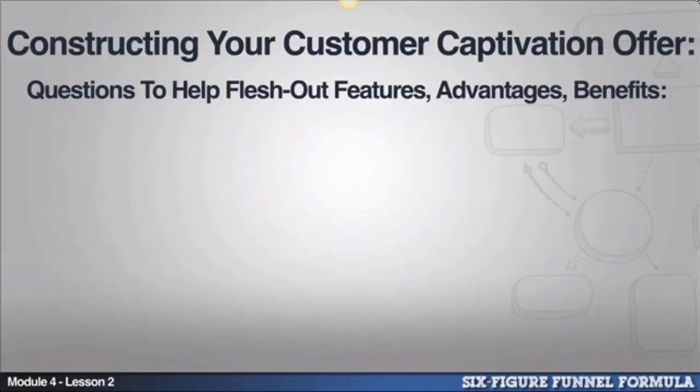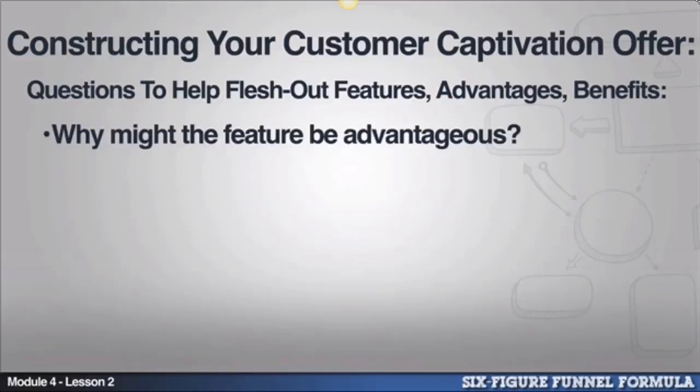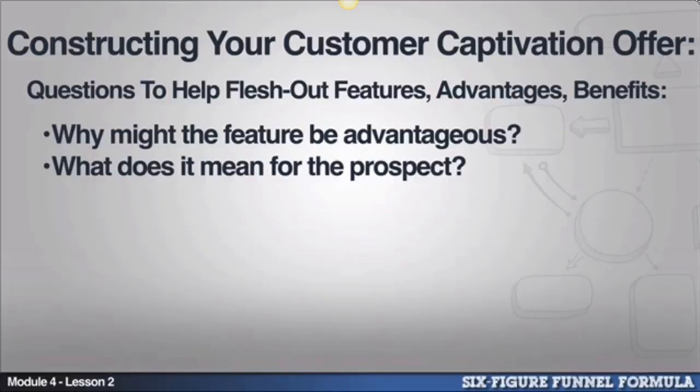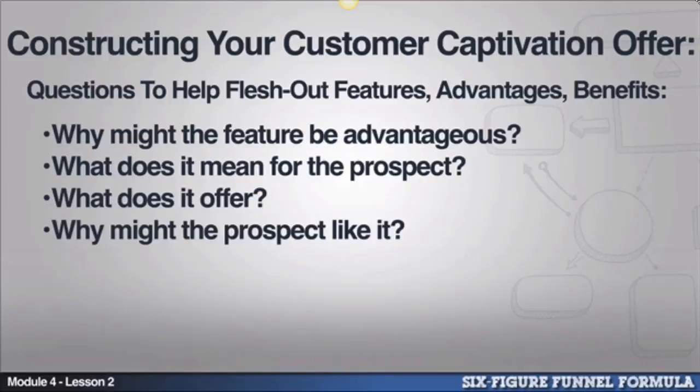Now, let me give you some questions to help flesh out features, advantages, and benefits. First is, why might the feature that you are talking about be advantageous to the prospect? What does it mean for the prospect? What does it offer to the prospect? Why might the prospect like it? These are 4 questions that you can ask yourself when you're looking at the different features of your product or service to help flesh out the FAB statements.